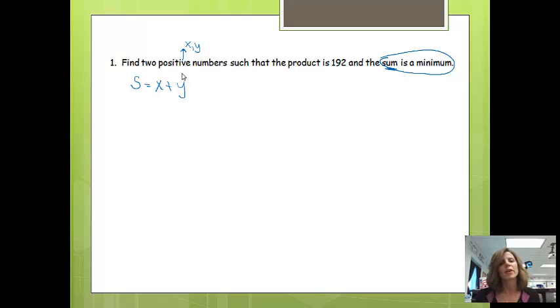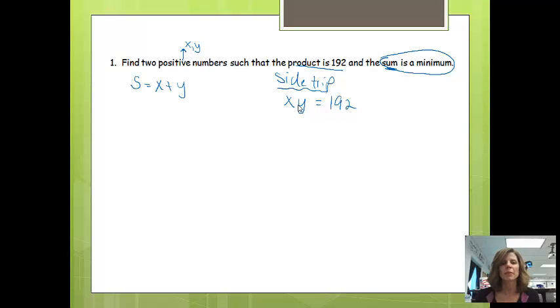Now you notice in this problem, if I were going to take the derivative of this, I actually have two variables, which is going to cause problems for me because I will have to use implicit differentiation. Instead, I'm going to use some of the other information in the problem to help me out. They did tell me that the product of the two numbers was 192. Since my two numbers are X and Y, I'm going to do a little side trip here. My side trip is that the product, X times Y, will equal 192.